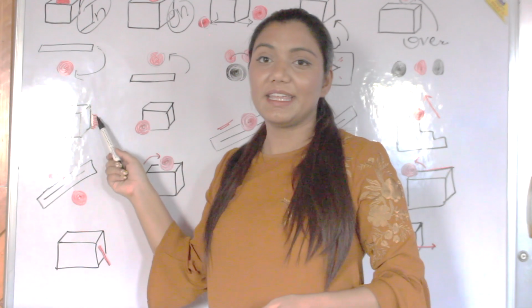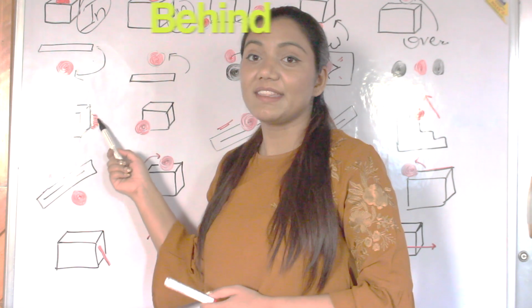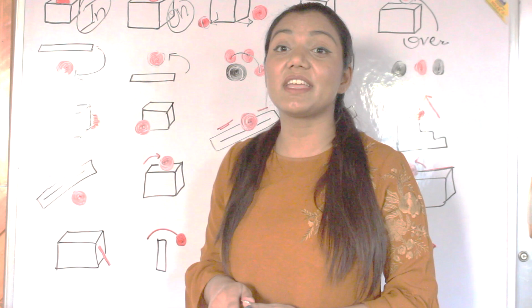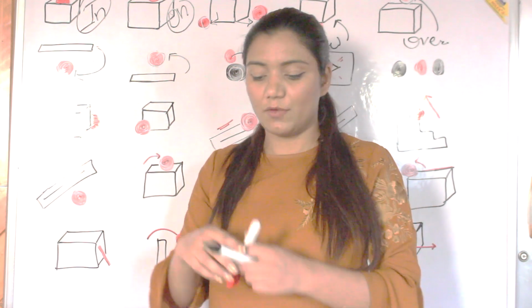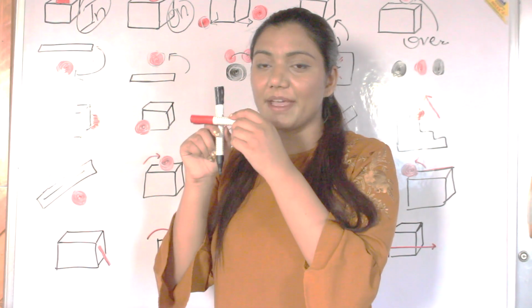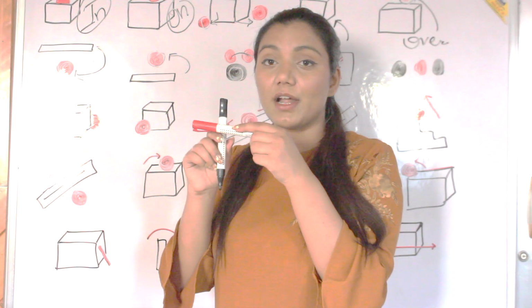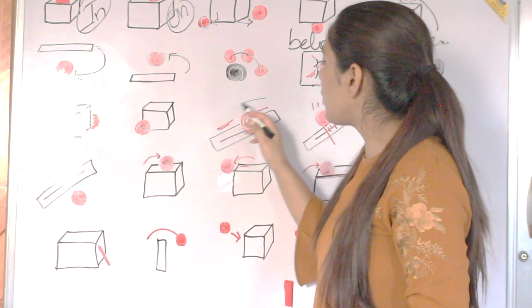This red ball is behind this box. In the back of means behind. This red ball is in front of the black box. Okay? For example, this black pen is behind the red pen, and this red pen is in front of the black pen. Okay? Now, what is this?